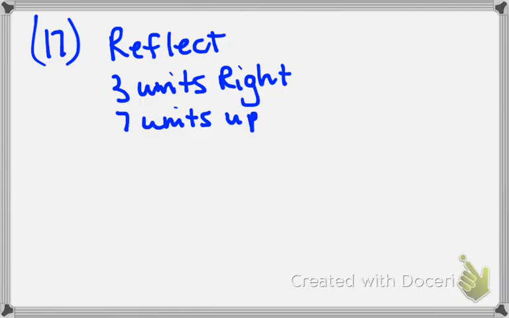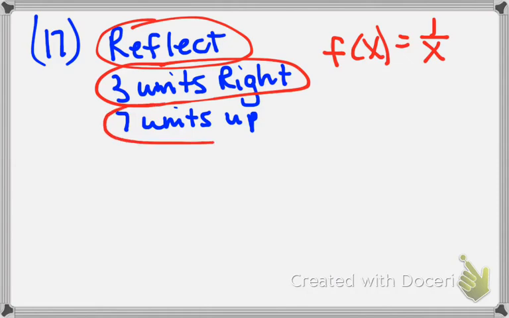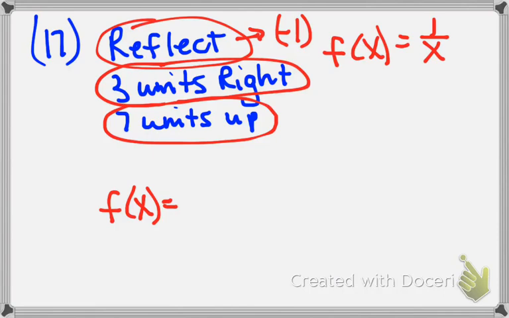Okay, the last problem I'm going to work is number 17. And we're going to start with this graph, f of x equals 1 over x. And then we're going to add in each of these transformations to get a new equation. So, if we have a reflection, we know that that changes my slope to be negative. So in this case, the slope is currently 1, so we're going to change the slope to be negative 1.